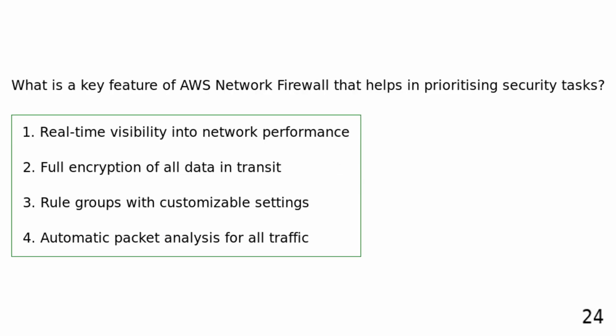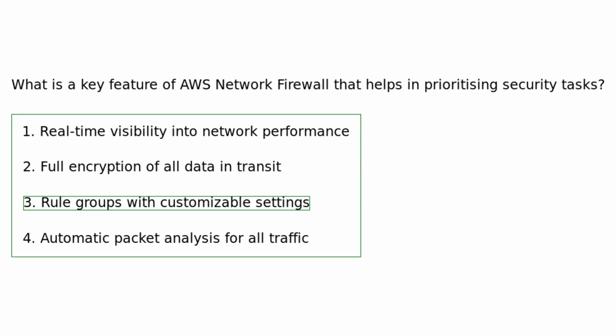What is a key feature of AWS Network Firewall that helps in prioritizing security tasks? Real-time visibility into network performance. Full encryption of all data in transit. Rule groups with customizable settings. Automatic packet analysis for all traffic. AWS Network Firewall provides rule groups with customizable settings that allow you to prioritize and manage security tasks effectively.